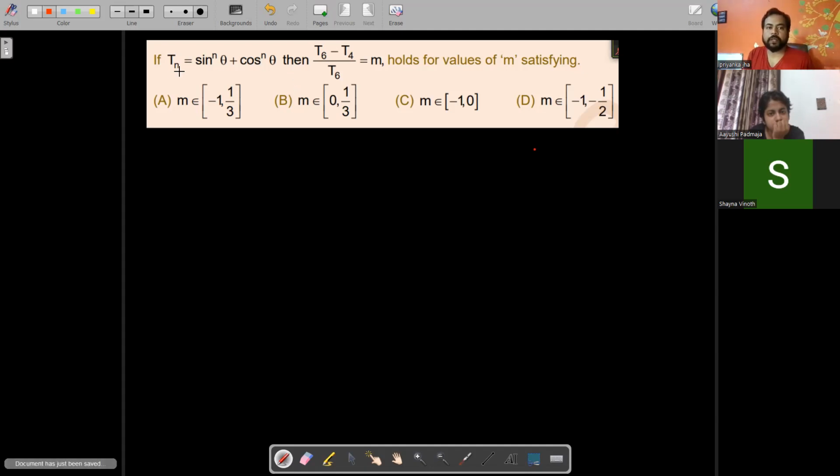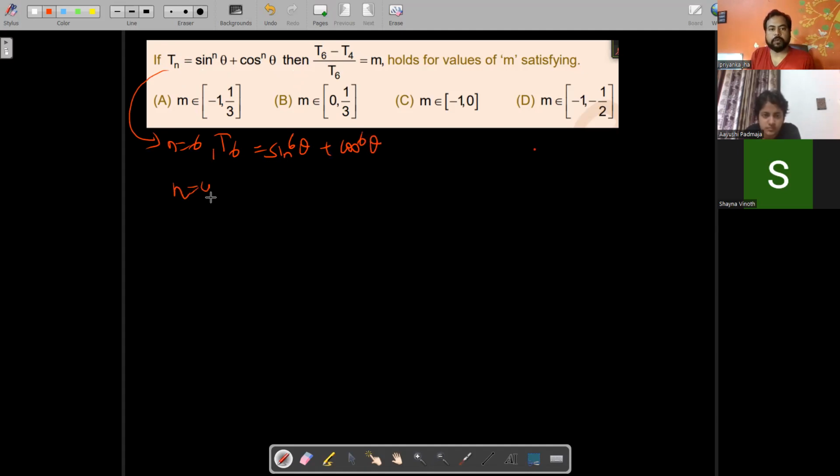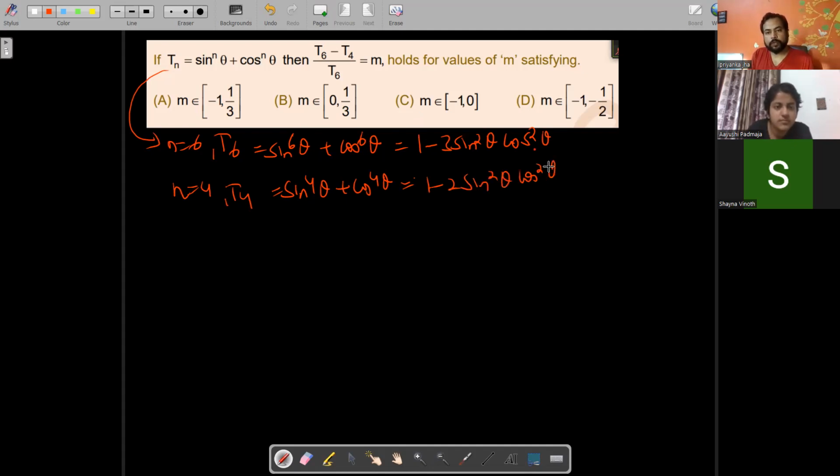See, the question says that you are given Tn, so n is the variable, and here you have to find T6 and T4. So first you put n equal to 6. You will get T6, that is sin 6 theta plus cos 6 theta, and then put n equal to 4. This is T4, that is sin 4 theta plus cos 4 theta. We know that sin 6 theta plus cos 6 theta is 1 minus 3 sin square theta cos square theta, and sin 4 theta plus cos 4 theta is 1 minus 2 sin square theta cos square theta.